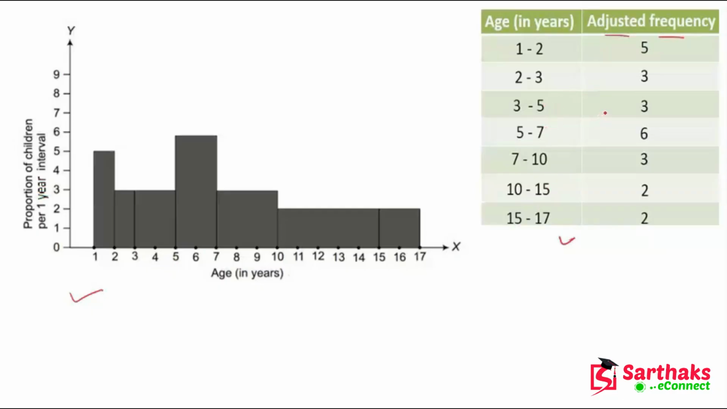This is the data with adjusted frequency, and this is the representation of this table. Here are the class intervals 1 to 2, 2 to 3, 3 to 4, 4 to 5, and so on. You can see the frequency is 5 between 1 to 2. Here we can write 5. Here this is 3, this is 3, this is 6, 5 to 7, this is again 3, this is 2, and this is 2. I hope, my dear friends, you understand these things. So this is the histogram.